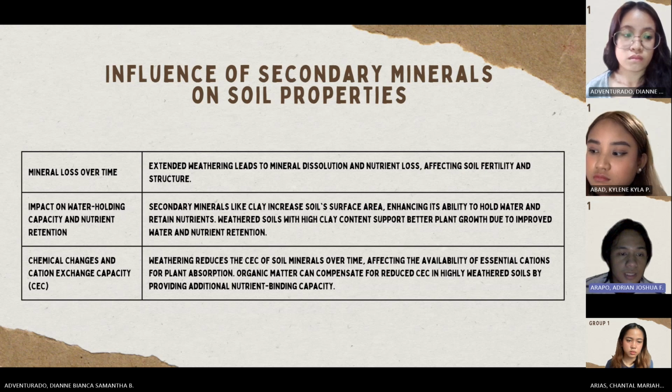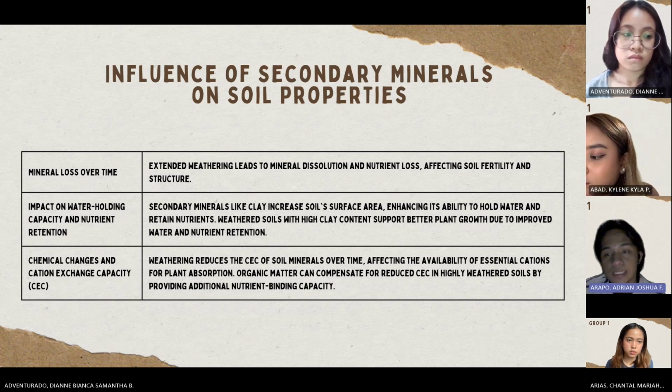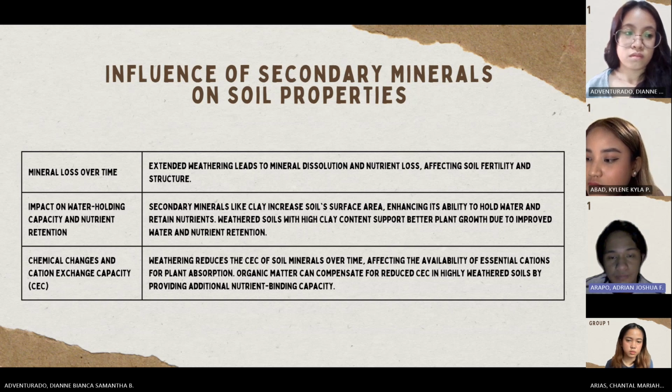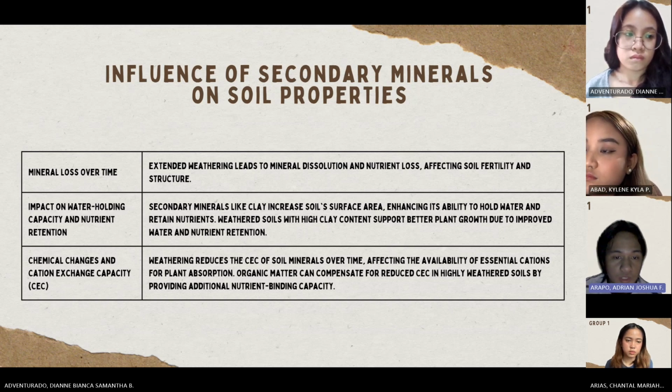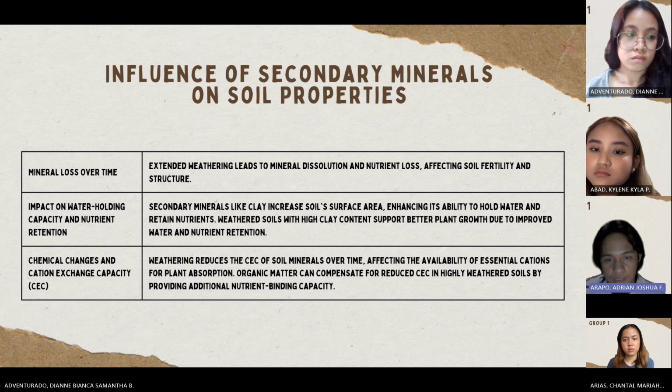Chemical changes and cation exchange capacity, or CEC. Weathering reduces the CEC of soil minerals over time, affecting the availability of essential cations for plant absorption. Organic matter can compensate for reduced CEC in highly weathered soils by providing additional nutrient binding capacity. Next slide, please.